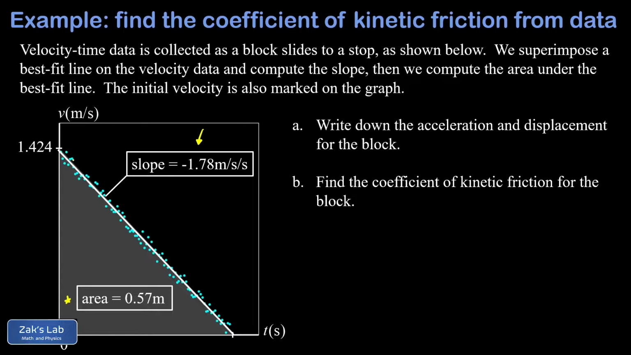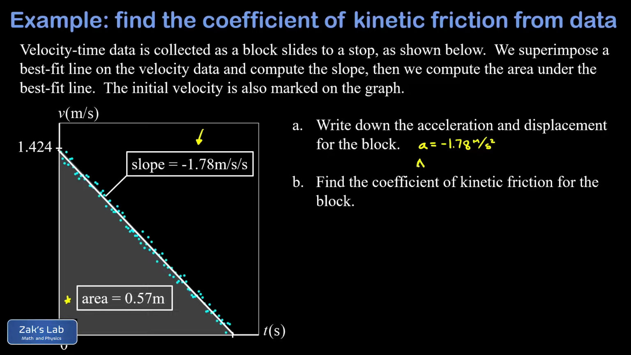Now this actually all amounts to more information than we need to solve the dynamics problem in part B, but just as a graph interpretation issue in part A, we're asked to write down the acceleration and displacement for the block. And this is a velocity time graph, and the slope of that gives you the acceleration. So I can say the signed acceleration here is negative 1.78 meters per second squared. And that just means if the block is sliding to the right and we call that the positive direction, the acceleration must point the other way, it's pointing to the left.